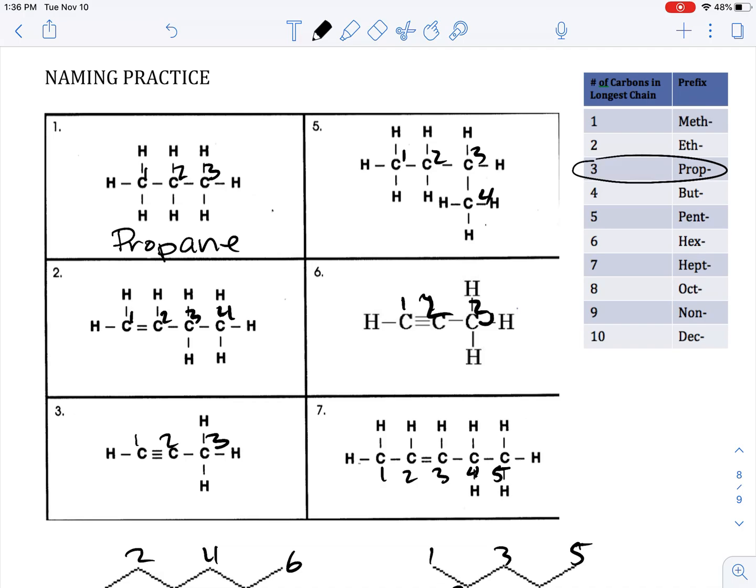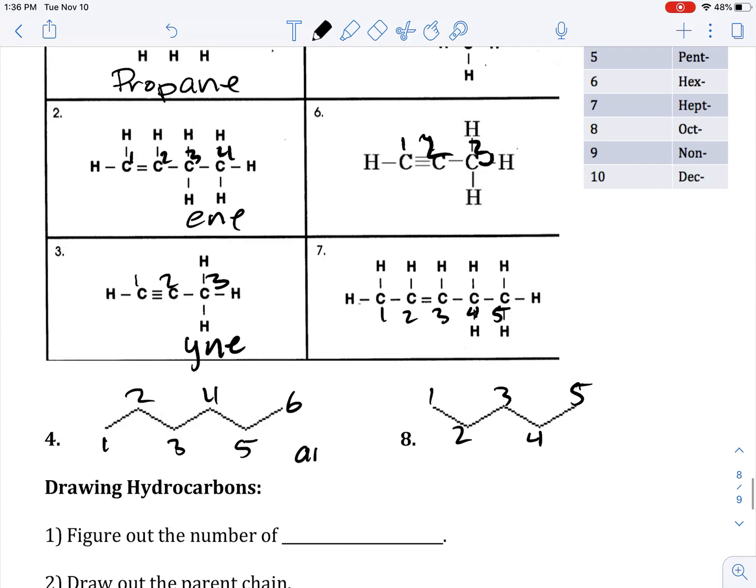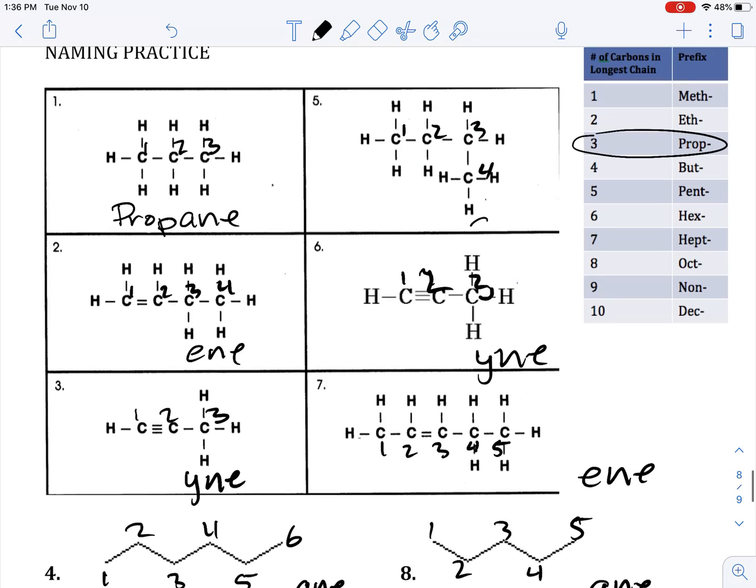So right now you could go through and put the ending. Well, this one's a double bond, so it's ENE. Triple bond, so YNE. Single bonds, so it's ANE. Single bonds, so ANE. Double bond, so ENE. Triple bond, so YNE. Single bond, so ANE. And then you just add the appropriate prefix.